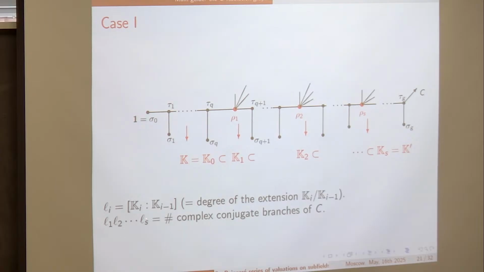This is the number of the degrees, and the product of all these degrees, of course, gives you the degree of this big extension, K prime over K, and it's just the number of complex conjugate branches of the curve. This is the number of the complex branches.